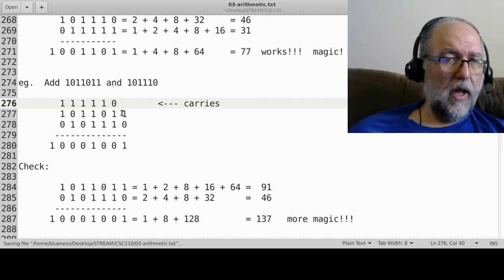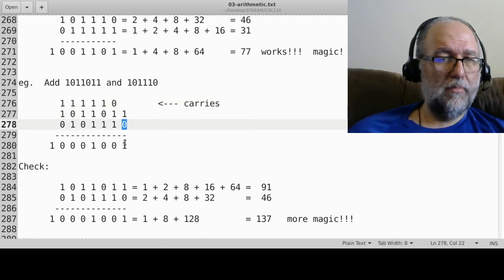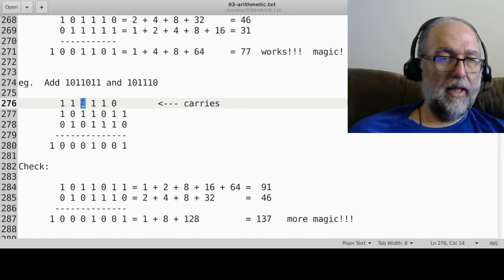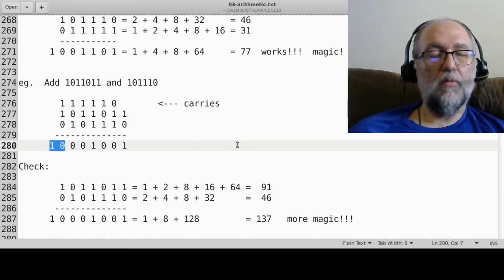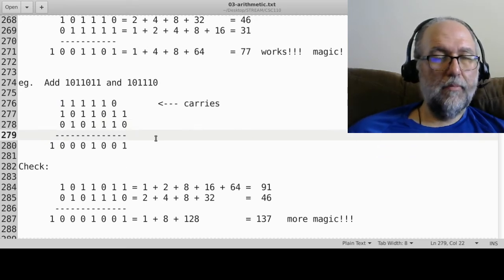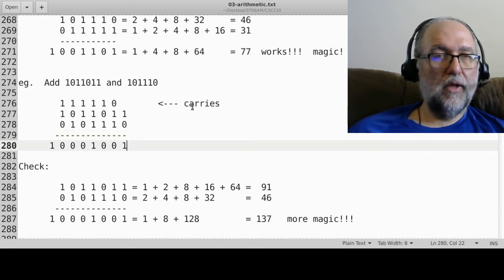In the first column, we got 1 plus 0, which is 1 with no carry. And then in the second column, we get 0 plus 1 plus 1, which is 0 carry 1. And then we have 1 plus 0 plus 1, which is 0 carry 1. And then we have 1 plus 1 plus 1, which is 1 carry 1. And then we have 1 plus 1 plus 0, which is 0 carry 1. And then we have 1 plus 0 plus 1, which is 0 carry 1. And then we have 1 plus 1 plus 0, which is 0 carry 1. And we're done. And maybe just one more time, since I'm going through that quickly.